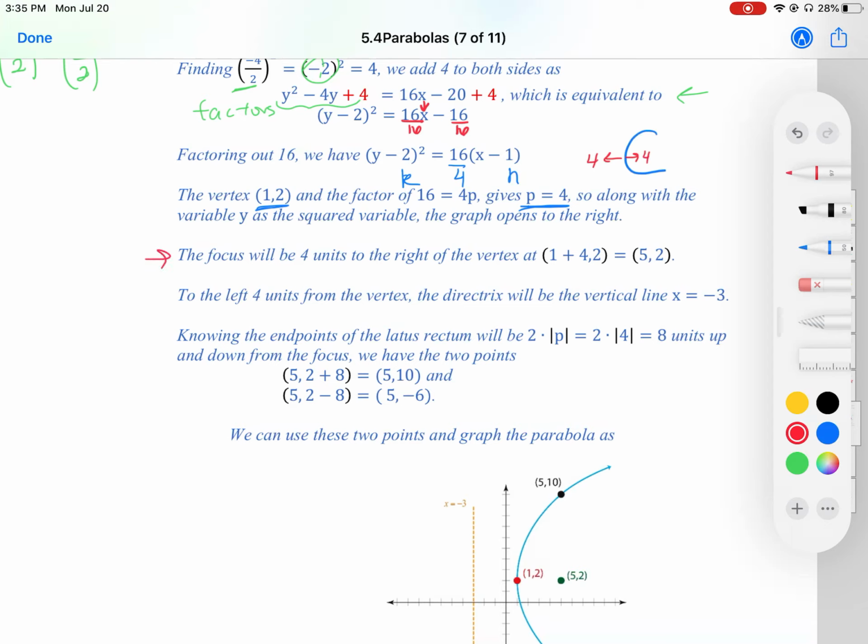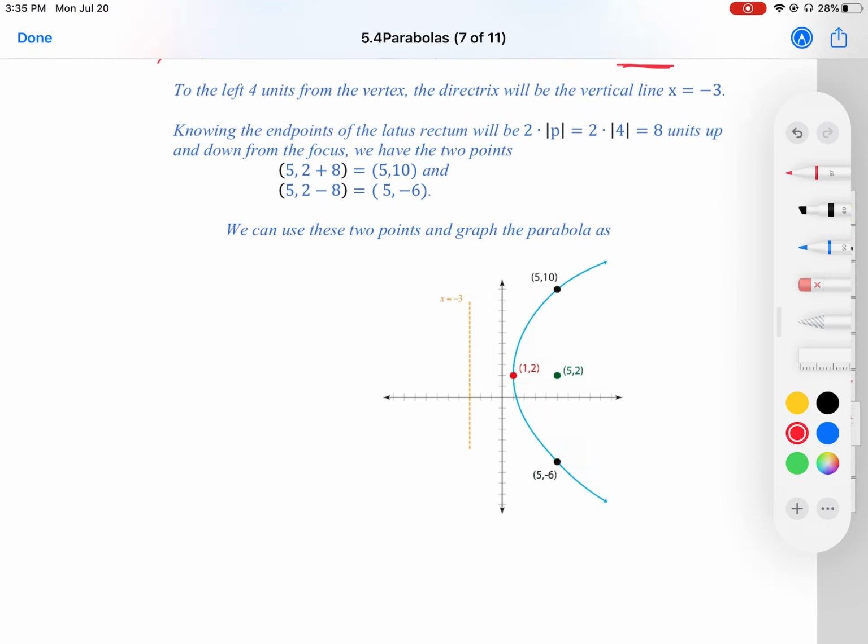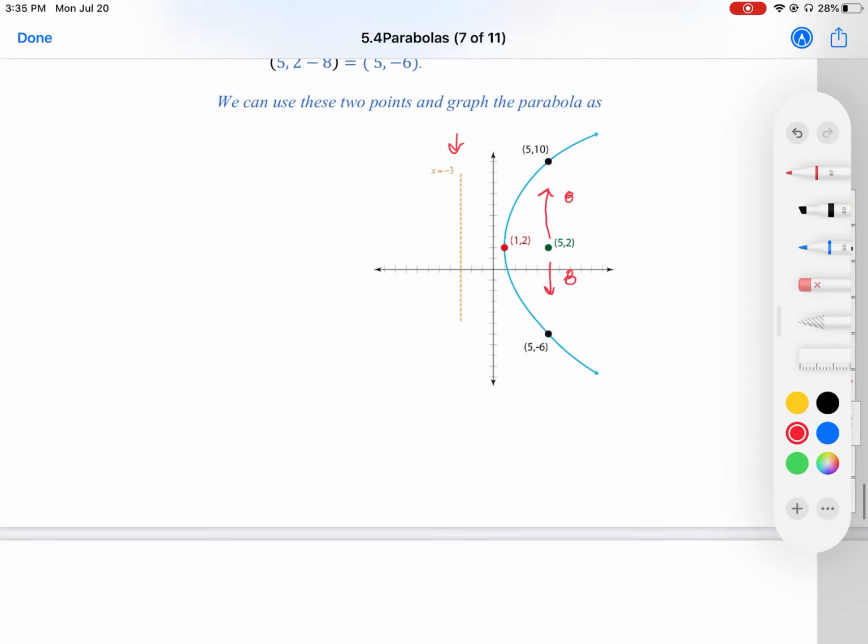So the focus will be 4 units to the right of the vertex. So we're going to add 4 to our x. So that point will be 5, 2. That's 5, 2. Now if we move away from our center to the other direction, we're left at negative 3, which gives us this directrix. All right, lastly, to figure out those points, I multiply 2 times p, which is 8. So I'm going to move 8 units from the focus. So we have this parabola as our answer.